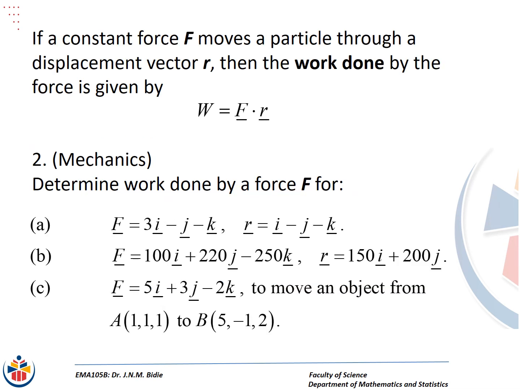The second one is where we are able to calculate the work done using the formula F dot R. And it is the work done by a force to move a particle through a displacement vector, which is R. Remember that you may not be given the direction of the force, so you might be able to calculate it. So use this formula to calculate work done for 2A and 2B.